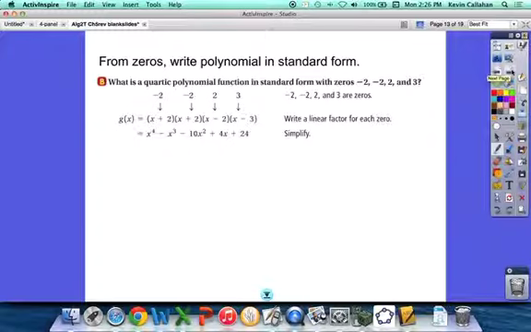How do we turn zeros into polynomials? Well, we kind of just did this, didn't we?